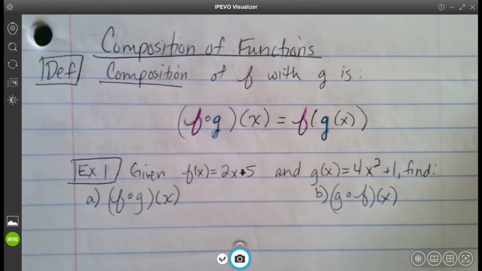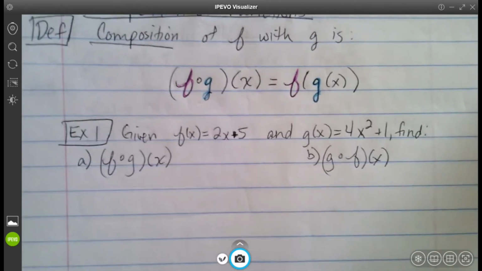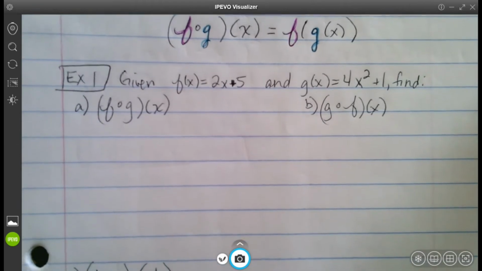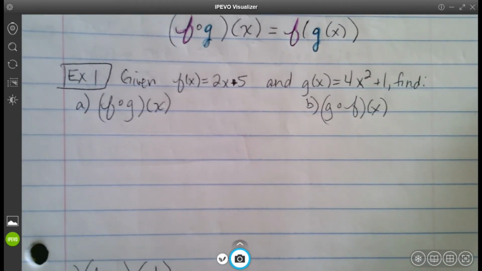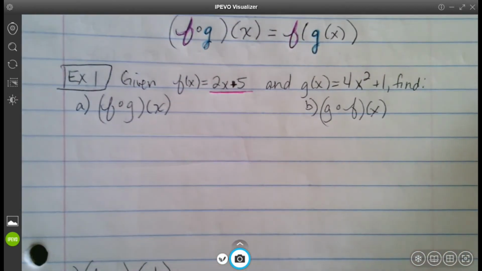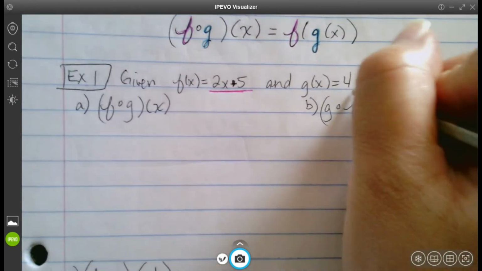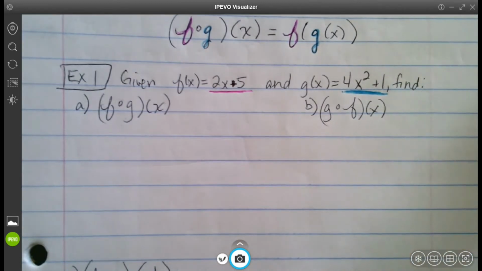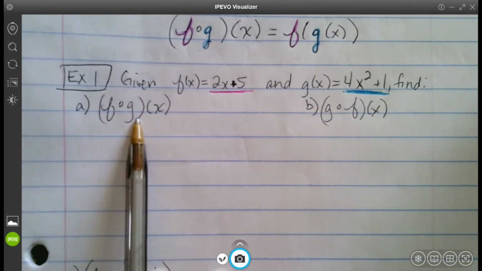So it's kind of like function notation or evaluating a function at a given value. But now we're going to be plugging an entire function instead of just a number. So let's go ahead and look at an example to start us off. We have given f of x is equal to 2x plus 5. Okay, so this is going to be our f of x. And g of x is equal to 4x squared plus 1, find this right here.